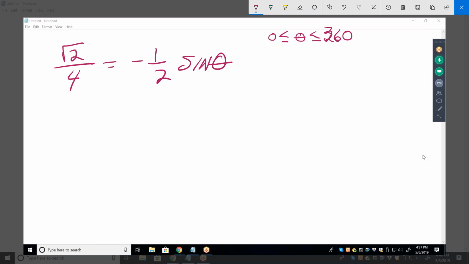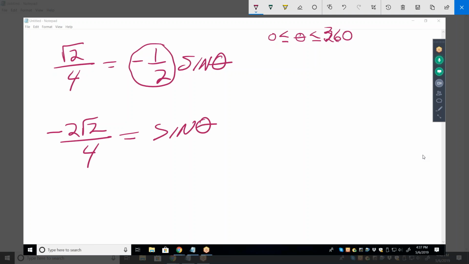So you would multiply by 2 over 1. So root 2 over 2 equals negative sine of theta. Well, let's just multiply everything by minus 2. Okay. So minus 2 root 2 over 4 equals sine of theta. Now that becomes a 1 over 2, or root 2 over 2 equals sine of theta. That does happen to be one of our common angles.